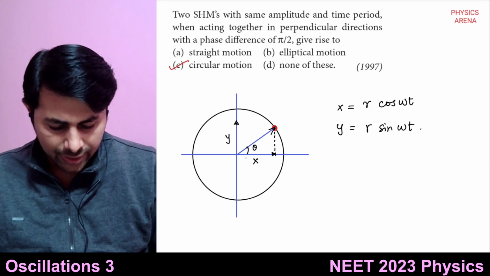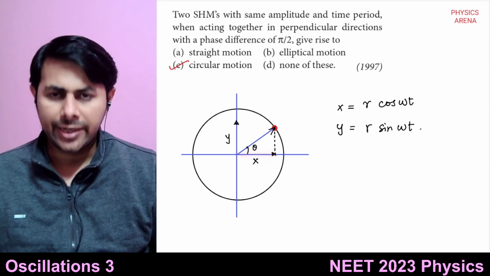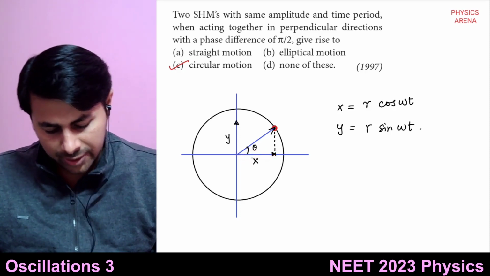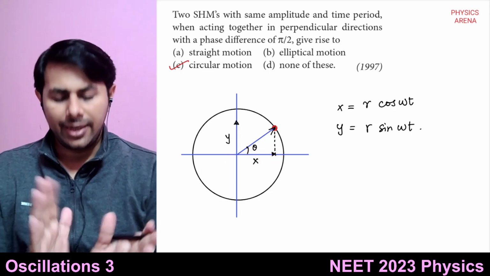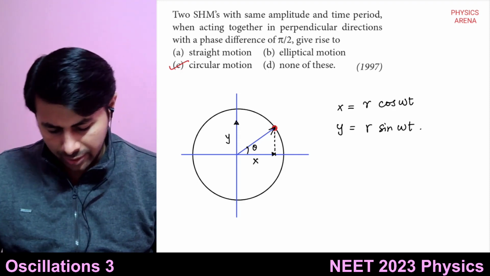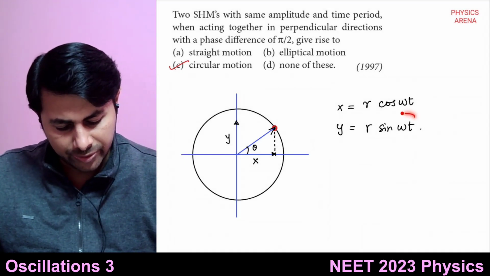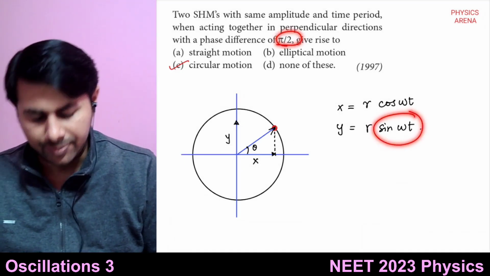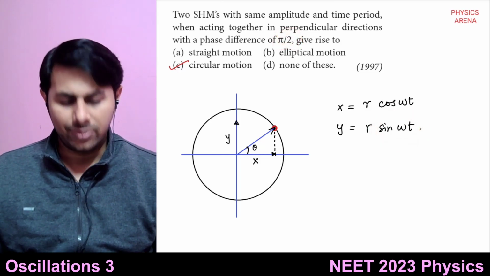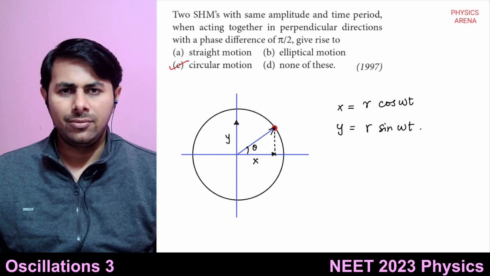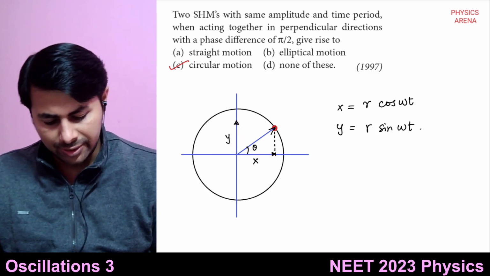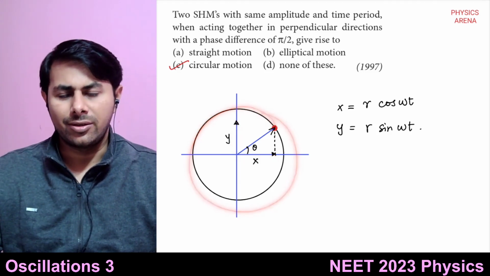So it's like this. x and y, these are two SHMs, right? They are acting perpendicular to each other. And how much is the phase difference between them? We can see phase difference is pi by 2. So these two combined SHMs give rise to circular motion.